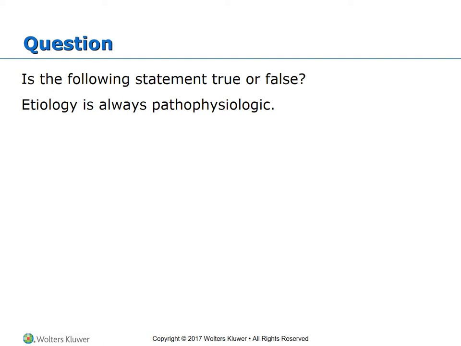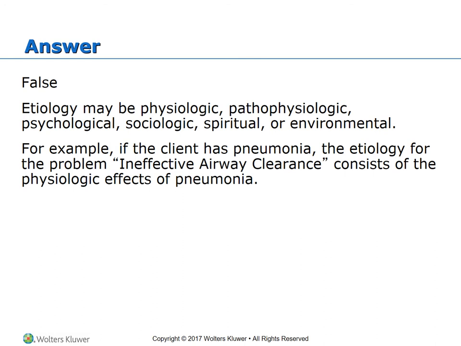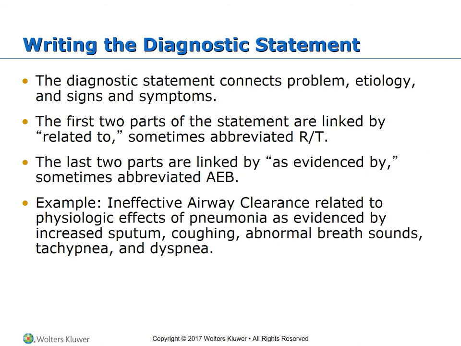So, question, is etiology always pathophysiologic? No, because it can be physiologic, pathophysiologic, psychological, sociological, spiritual, or environmental. When you write the diagnostic statement, it connects the problem, the etiology, and the symptoms. The first two parts of the statement are linked by related to, sometimes abbreviated as R/T, and the last two parts are linked by as evidenced by, sometimes abbreviated as AEB. An example would be ineffective airway clearance related to physiologic effects of pneumonia as evidenced by increased sputum, coughing, abnormal breath sounds, tachypnea, and dyspnea.